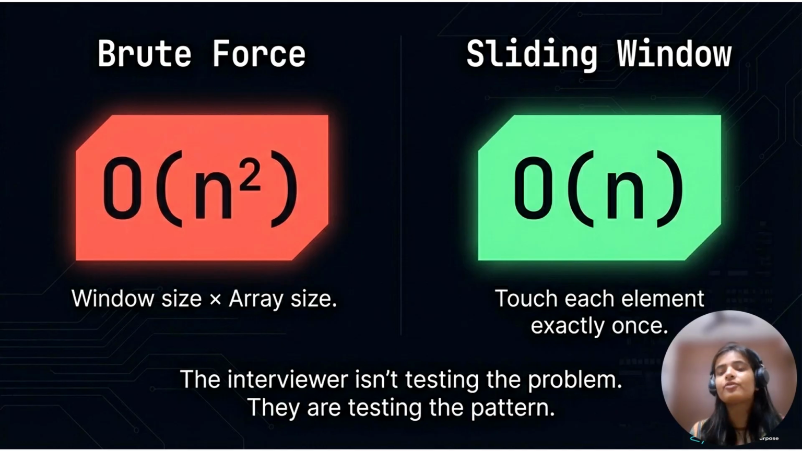The difference comes here: in brute force, for every new position you recalculate the entire window from scratch, and that is O(n²), the window size multiplied by the array size every single time. But in sliding window, it reuses the previous calculations. You just adjust by one element in and one element out. That is O(n). You touch each element exactly once.